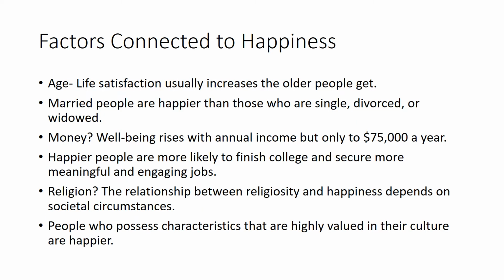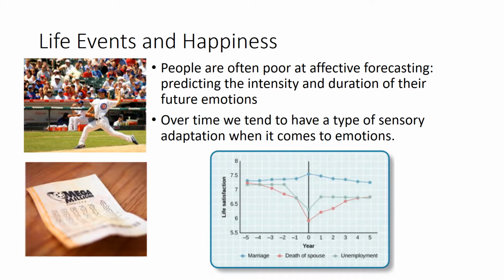Some of the factors that are connected to happiness include age. Life satisfaction is usually increasing as we get older. Marriage. Married people are happier than those who are single, divorced, or widowed. Money. Well-being does rise with annual income, but only to about $75,000 a year. Happier people are more likely to finish college and secure more meaningful and engaging jobs. The relationship between religiosity and happiness depends on societal circumstances. So religion can contribute to our happiness, but it depends on the culture that we're in and the society that we're in. And people who possess characteristics that are highly valued in their culture are happier.